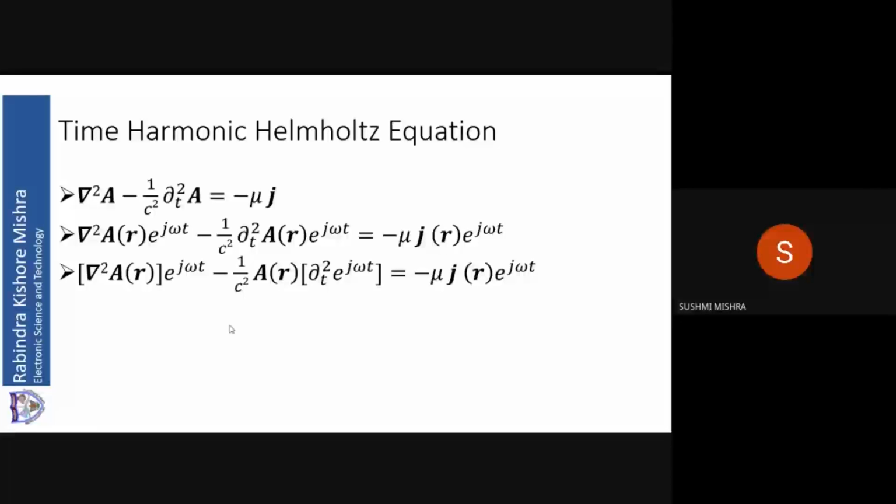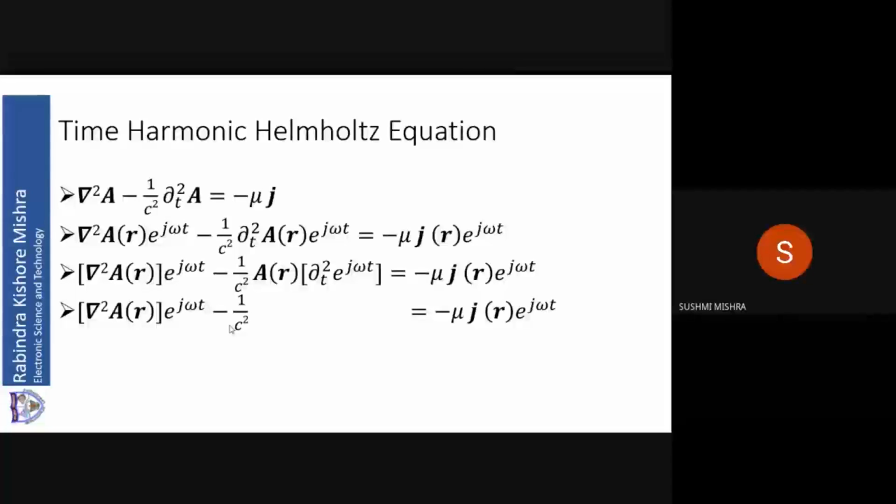That gives me, I am taking A(r) outside, and dou square t of e to the power j omega t. Now, you do the calculation. If you calculate it, what will dou square t of e to the power j omega t be? Rest of the things we know, so we are not touching anything else except dou square t of e to the power j omega t. Do the calculation mentally. Dou square t of e to the power j omega t is equal to minus omega square into e to the power j omega t. So now we have got 2 minus signs in the middle term.